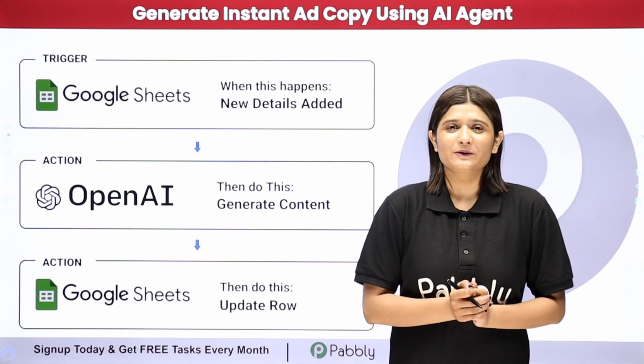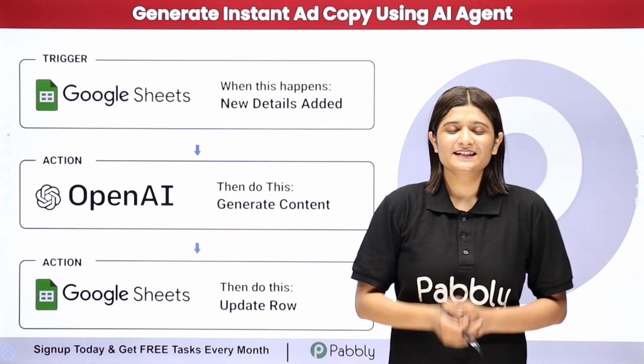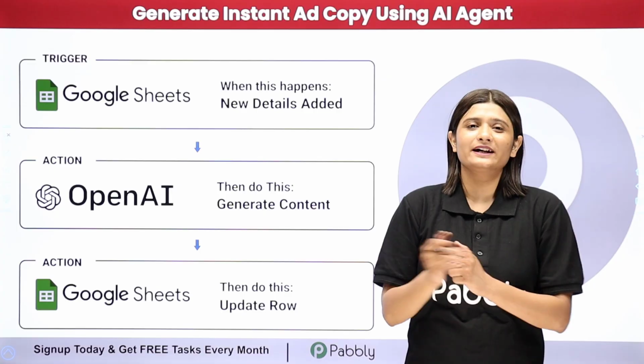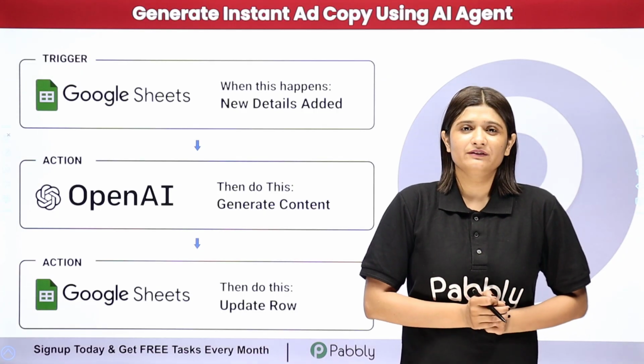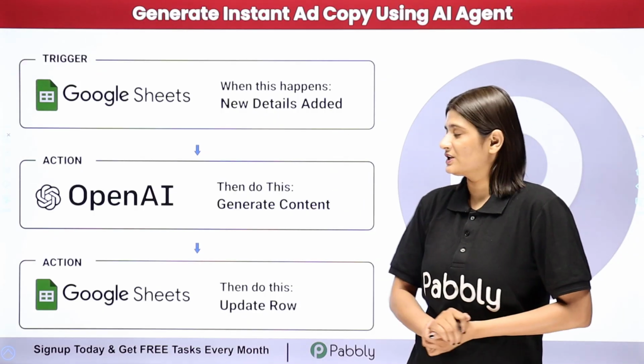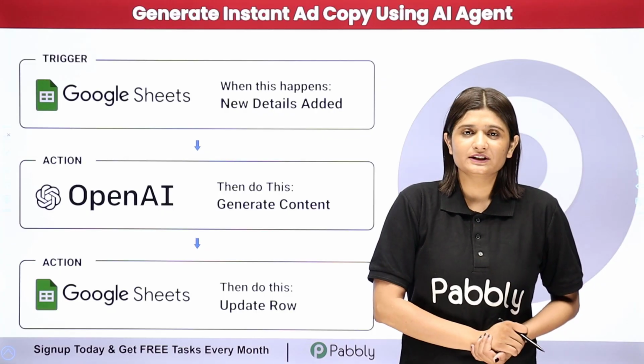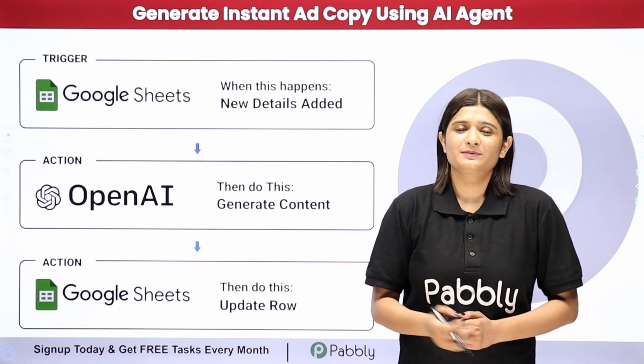In this video, we are going to learn how to generate instant ad copy using AI agent. So let's suppose I'm a digital marketing freelancer and I want that whenever I add the product detail or a title in my Google Sheets spreadsheet, the OpenAI or the AI agent should automatically generate the ad copy for this and update that to my Google Sheets spreadsheet.